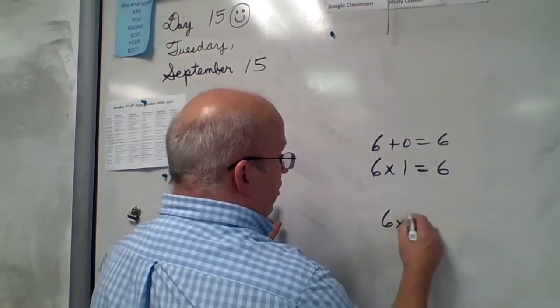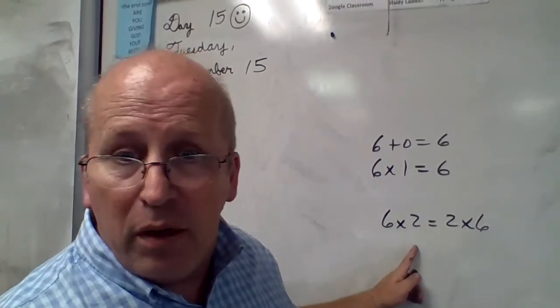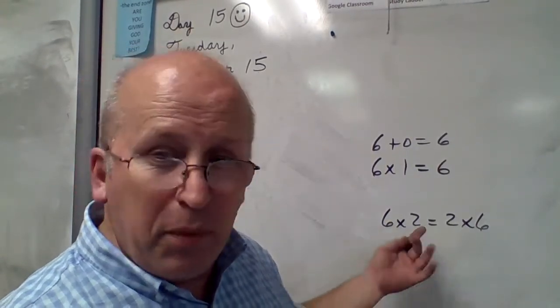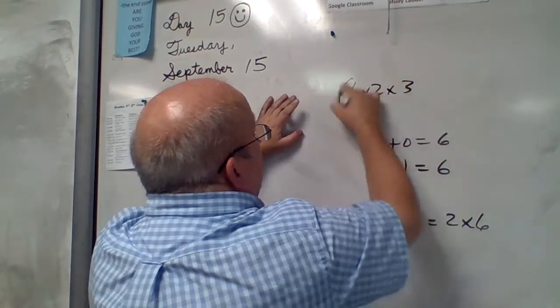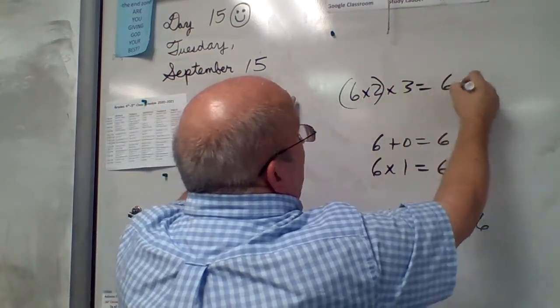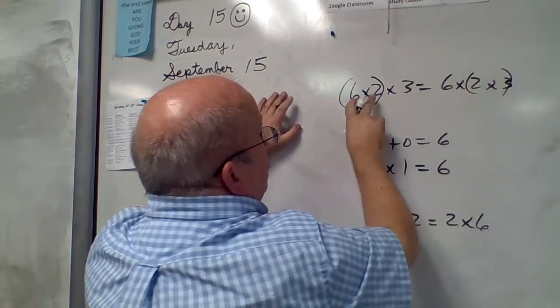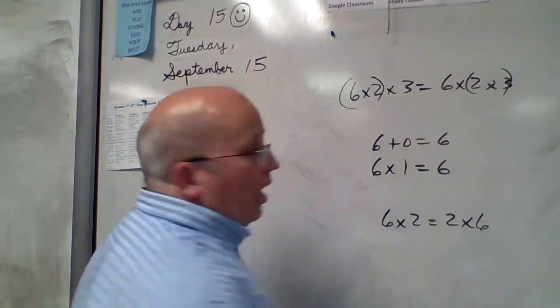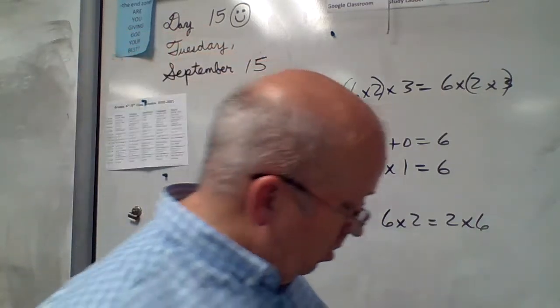What if I wrote 6 times 2 equals 2 times 6? That's commutative property, right? Because all we did was flip the numbers around. What if I wrote 6 times 2 times 3 equals 6 times 2 times 3, and I group them differently. 6 and the 2, 2 and the 3, I group them differently. That's associative property. Right?